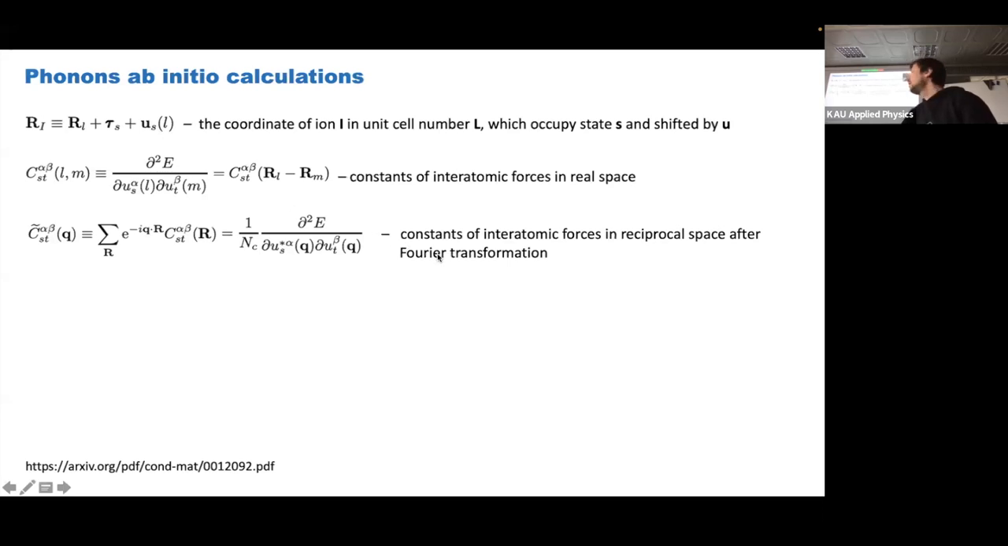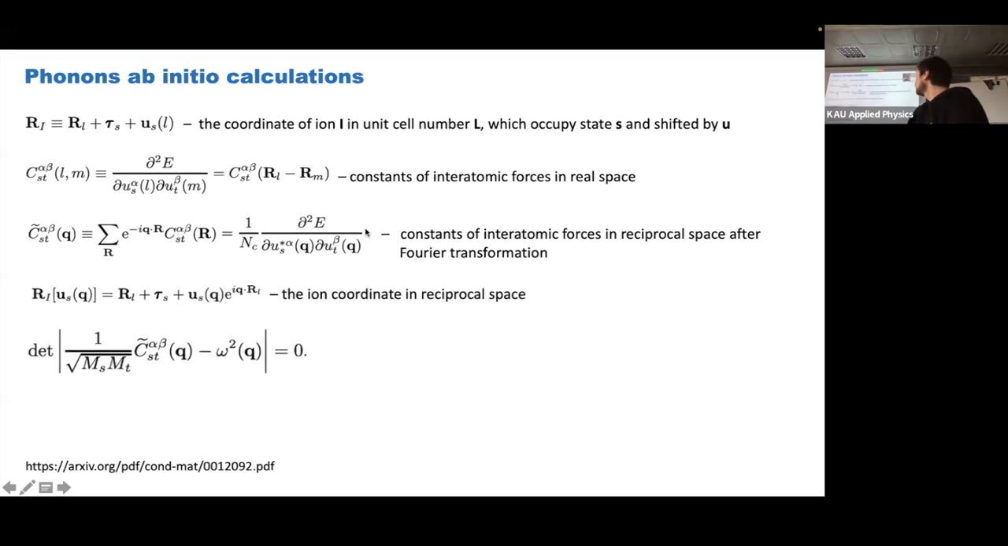We can do it by Fourier transformation. This is a common operation for going from real space to reciprocal space. We just add an exponent to these things, then we take the derivative, and we get these interatomic forces, or elastic constants, in reciprocal space, so in our working space.